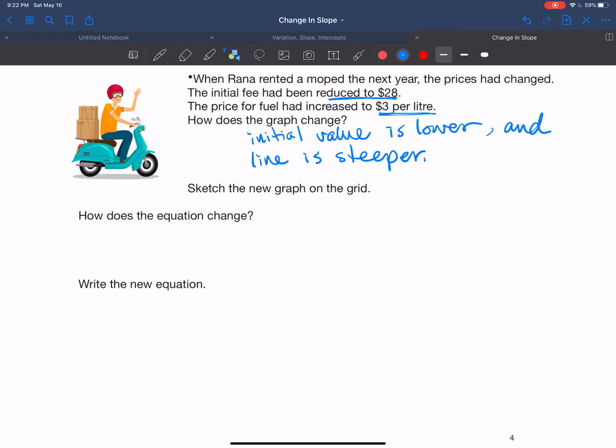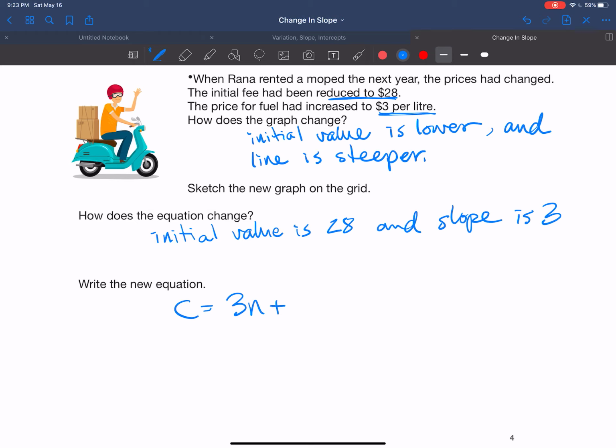Now, how would the equation change? Well, everything changed. The initial value is down to 28, and the slope, or rate of change, is 3. So what would the new equation be? 3n plus 28, whereas before it was 2n, because it was $2 per liter, plus 35.